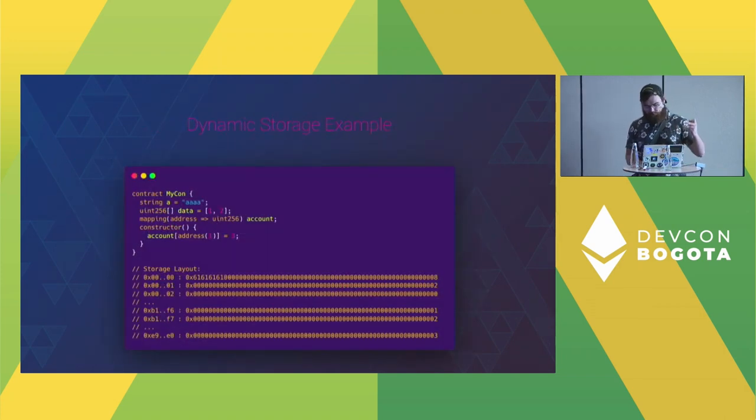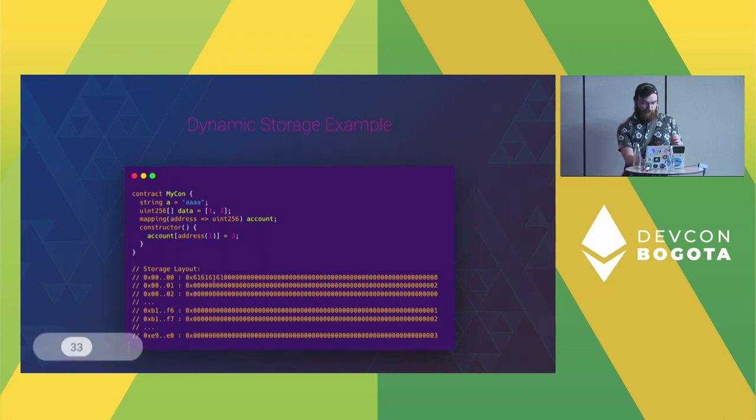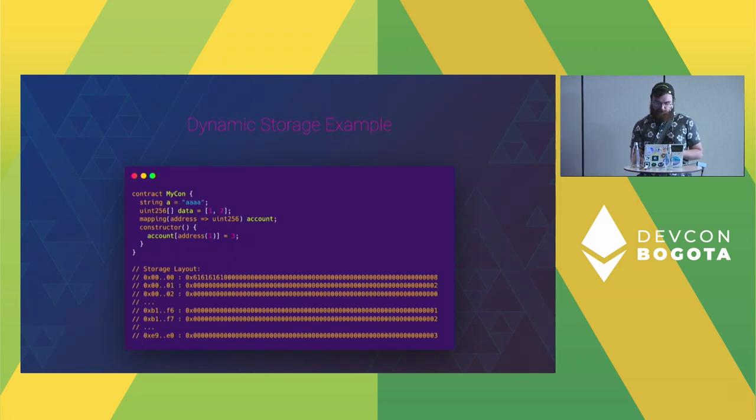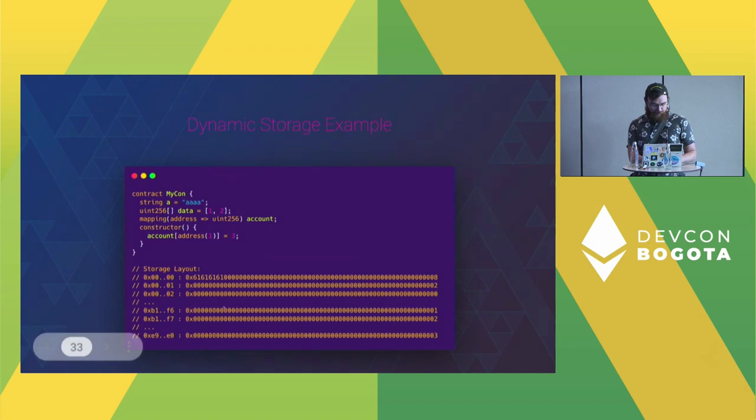So looking at this one, we have three storage variables. We have a string, an array, and a mapping. Looking at the storage layout, first, over to the left, we have 61, 61, 61, 61. These are the four A's. And then over on the right, we have 8, which is 2x the length. In the next slot, we're going to store the length of this data value. It's going to store 1 and 2, right? So whenever the code is executed, it's going to see that the length is 2 here at slot 1, and whenever it wants to access these values, it's going to hash slot 1, and that's going to point down here to 0xb1, et cetera. And then we can see here's the first value, and here's the second value.